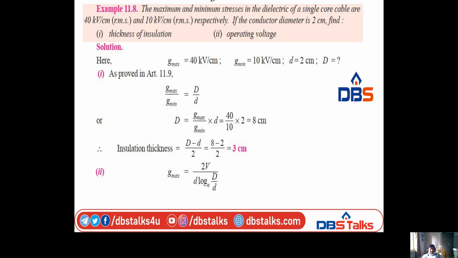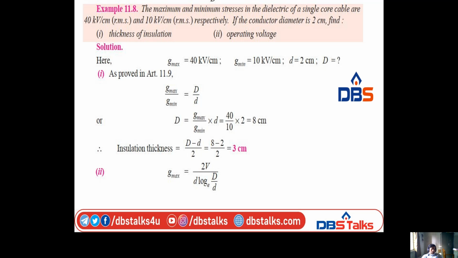So at the conductor surface, G maximum is equal to 40 kV per centimeter, G minimum is equal to 10 kV per centimeter, small d is equal to 2 centimeter. Now find out the capital D. We know the relation G maximum by G minimum is equal to capital D by small d. So D is equal to G maximum by G minimum into small d. Therefore, D is equal to 40 by 10 into 2, that is equal to 8 centimeter. Now the thickness of insulation is R2 minus R1, that is capital D minus small d, but this is the diameter, that is why by 2. 8 minus 2 by 2 is equal to 3 centimeters.